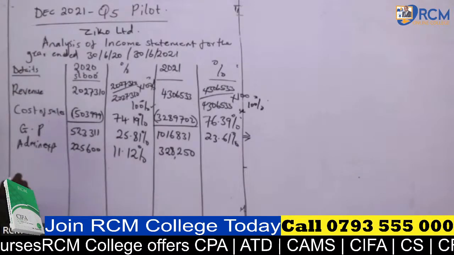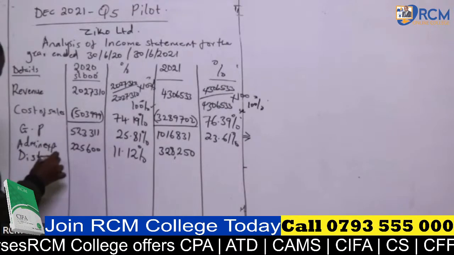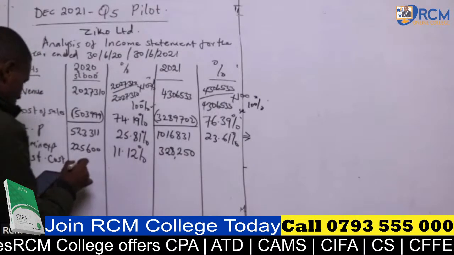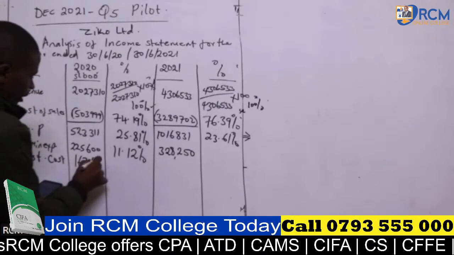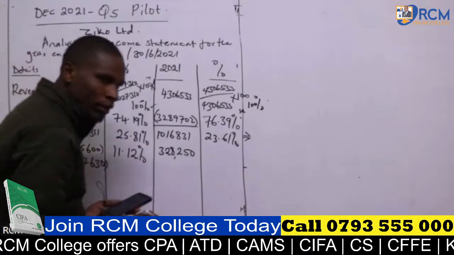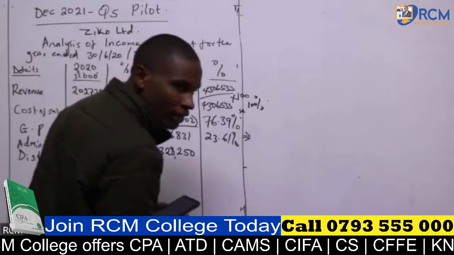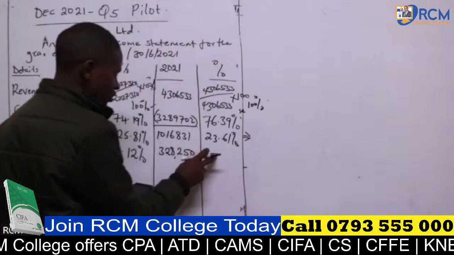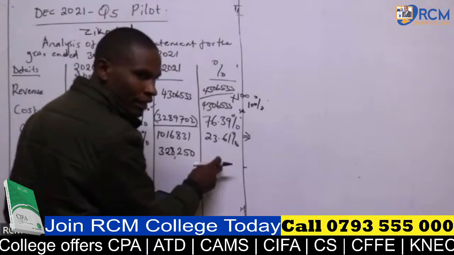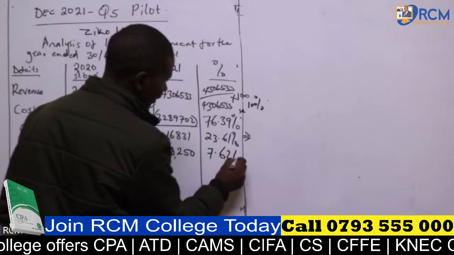The other one is distribution cost. Distribution cost. We have 167,630. Remember, these are cost. Therefore, ndio maana unaona zimewekwa bracket, tutazitoa. Okay. What about this one? It's a positive figure, Esther. I hope so. For the 2021, mlipata ngapi hapa? 7.62%. That is very good.